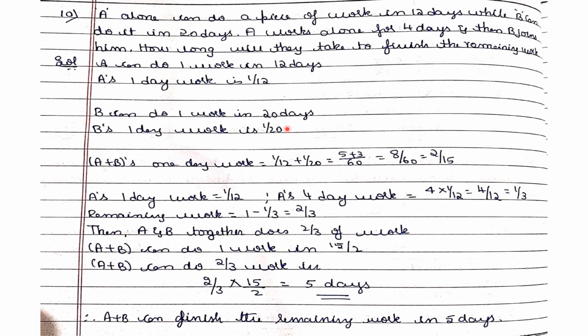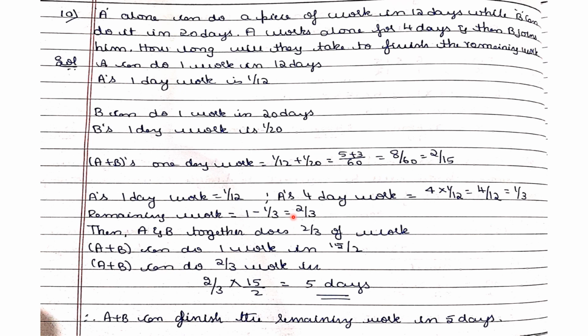So A plus B's 1 day work is 1 divided by 12 plus 1 divided by 20, which will become 2/15 after taking LCM. So here what they are telling is that for a few days A was only working. A's 1 day work was 1 divided by 12, and he worked for 4 days. So 4 into 1/12 will become 4/12, that is 1 divided by 3. So 1 complete work is taken as 1. So 1 minus 1/3 will become 2/3.